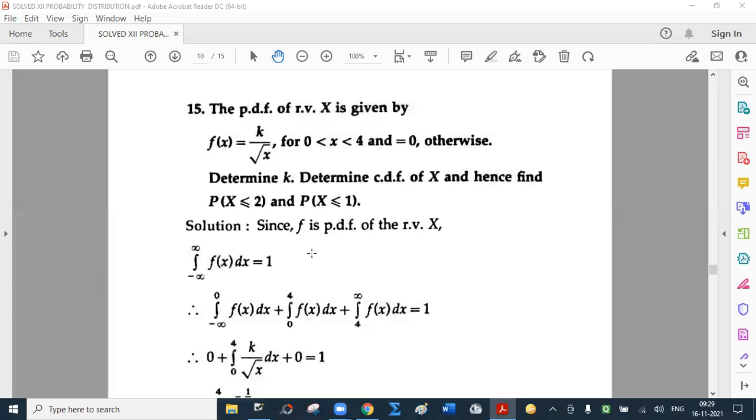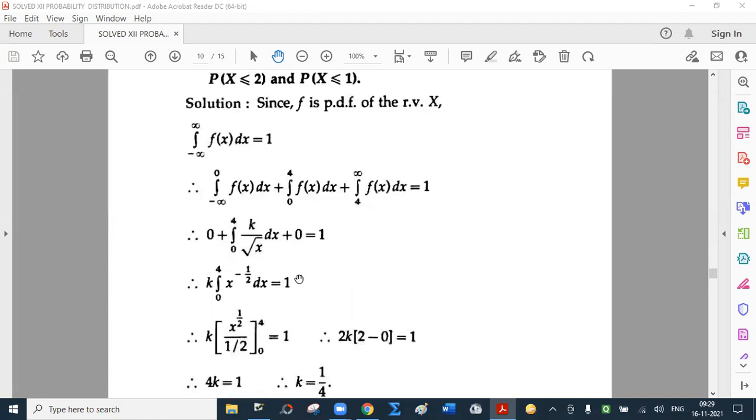Solution. Now f is PDF, so integral minus infinity to infinity f x dx is 1. Now we split this as minus infinity to 0 plus 0 to 4 plus 4 to infinity. Why? Because for 0 to 4, f x is given to be k upon root x. Otherwise, it is 0. That is why.